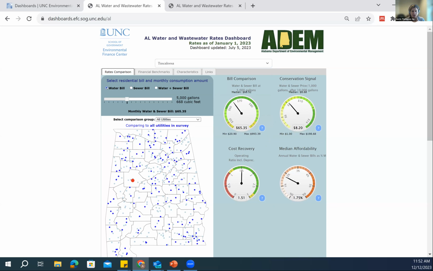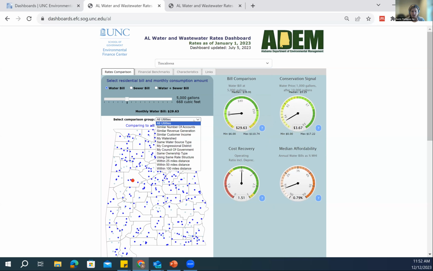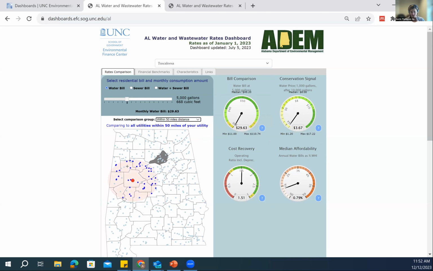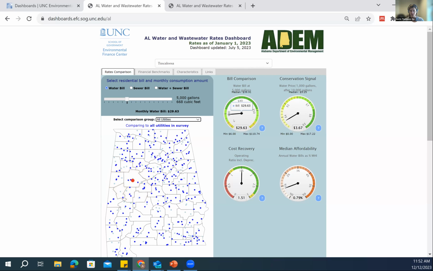We will go back to water, and then I'll just click on, let's do within 50 miles of distance. You can see that now we have this little red oval that pops up and shows us all the utilities that fall within 50 miles of distance. So that changes our comparison group and changes these top two dials. If you look at this here, you can see that it's on the lower end if we're just talking within 50 miles of distance. If we do all utilities, you can see it shifts up. Just again, to give you an idea of what that looks like in real time.